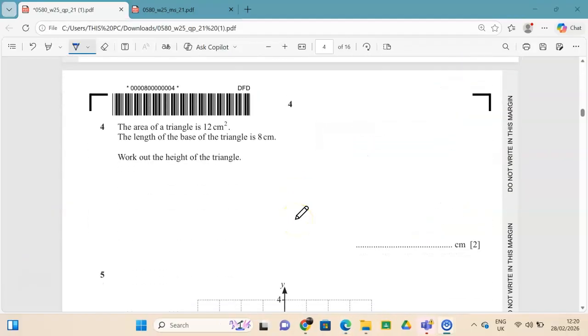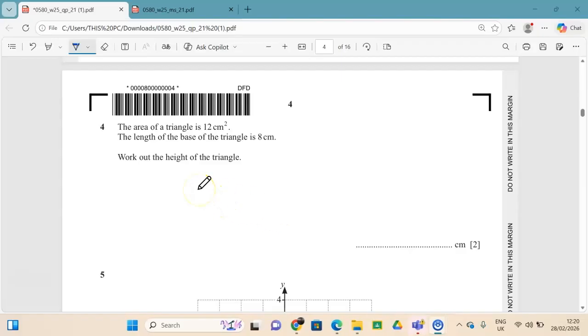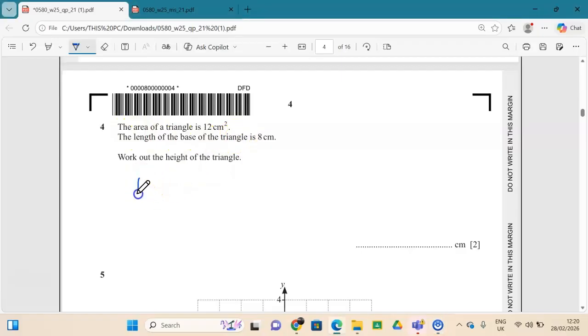Now question 4. You need to first of all read your questions carefully to understand exactly what you're supposed to do. That will actually help you beat time. We say the area of a triangle is 12 centimeters square. I'm writing my formula. Area of a triangle, which is A, is always half BH, the half of the base multiplied by the height. The length of the base of the triangle is 8 centimeters. So work out the height of the triangle.